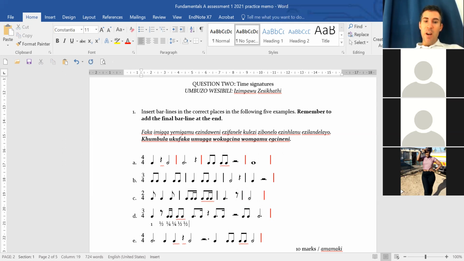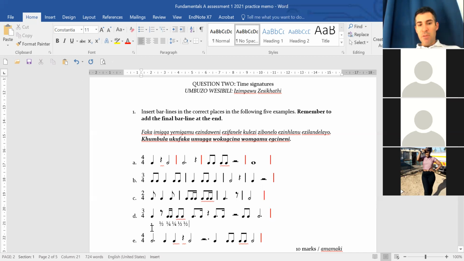Now, I've found in the past that some people, when they see notes that are linked like this, get a little bit confused. When you see notes that are linked by just one line, that means we're dealing with quavers. Notes linked by two lines are semiquavers. Crotchets won't have a line linking them. So only quavers or semiquavers. Quavers have one line, semiquavers have two.